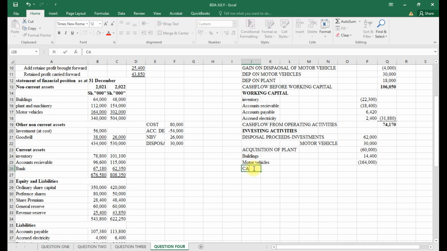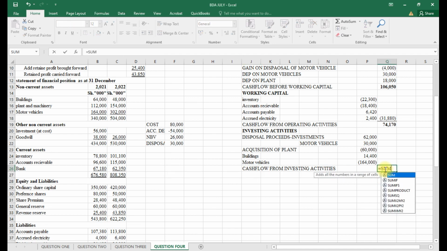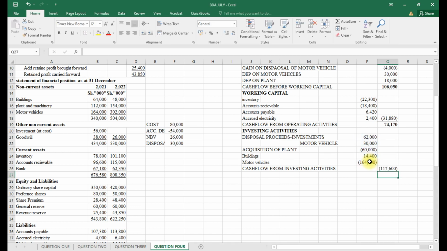Then look at now the cash flow from these. I think that's all under that. Cash flow from investing activities, which will be a sum. I'll add some of this. Yeah, 117,600. I'll bold this. Even this one I'll bold it. Then you have the financing activity.